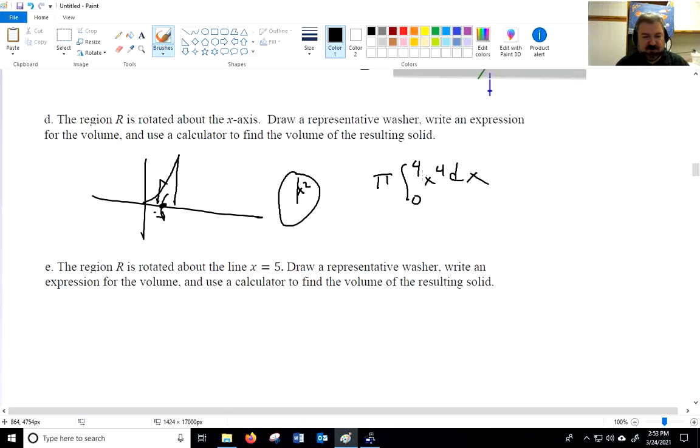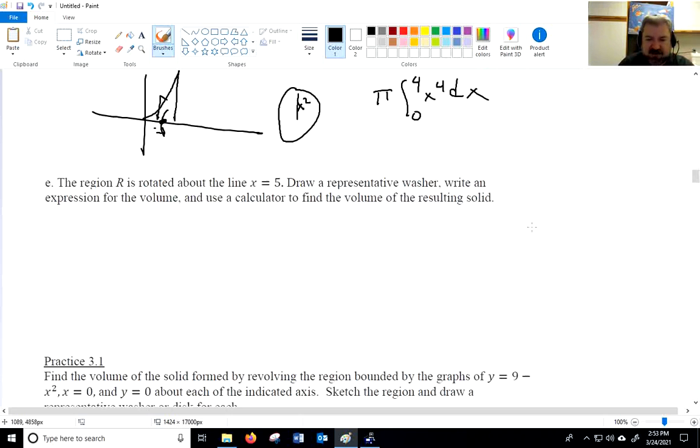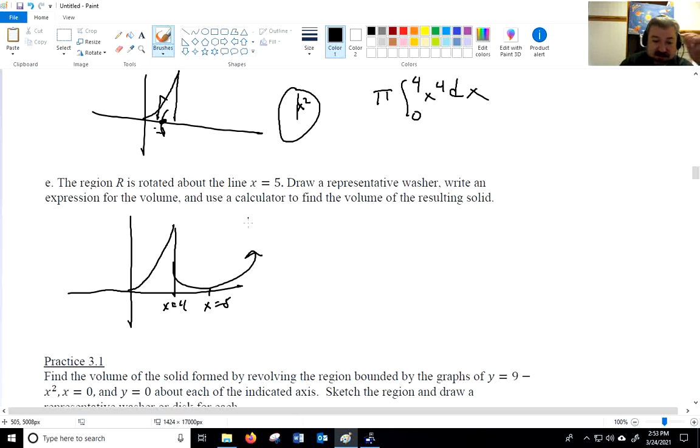All right, lastly, the region R is rotated about the line x equals 5. Draw a representative washer and write an expression. In this case, we have this curve. This was x equals 4. Now we're rotating around x equals 5, so we're going to be rotating this way. My washers are going to have an outer radius like that, and then an inner radius like this.